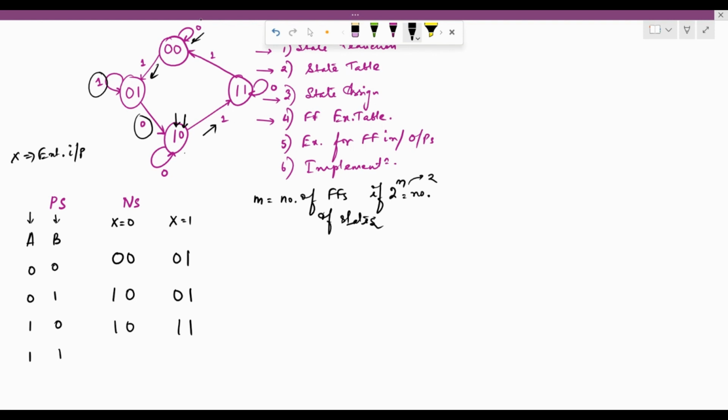Now looking at the state 1 1, for input 0, it is going to remain in the same state. And for input 1, it is going to go back to 0 0. So this actually forms my state table.